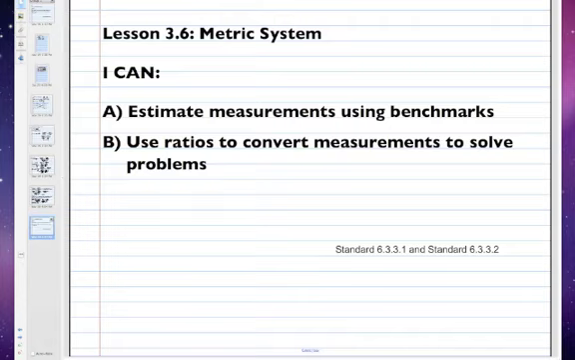So tonight we worked with the metric system, and we worked in 2 areas. First, we estimated measurements using benchmarks, and then we learned how we could use ratios to convert measurements to solve problems. At this time, you could either review any portion of this video or try some practice problems on your own. When you feel ready, take your quiz at Schoology.